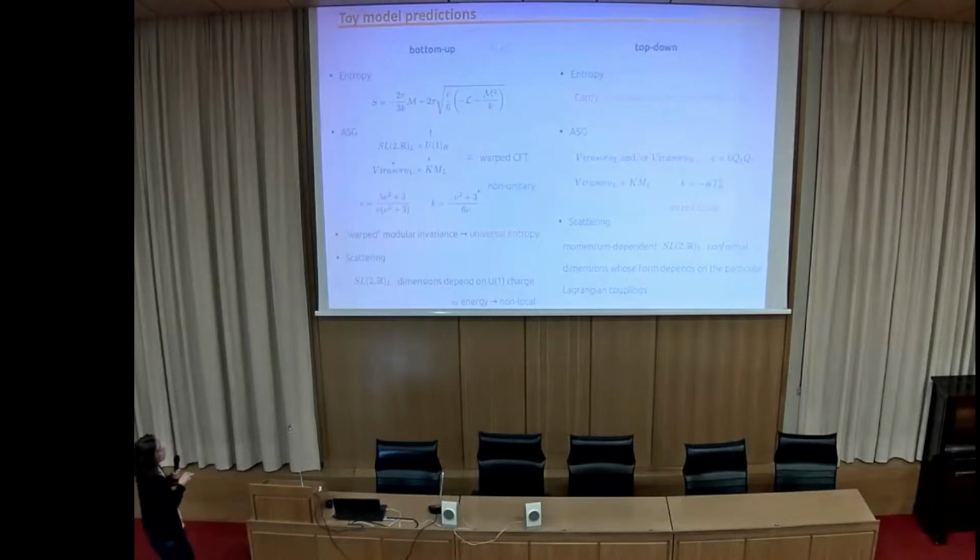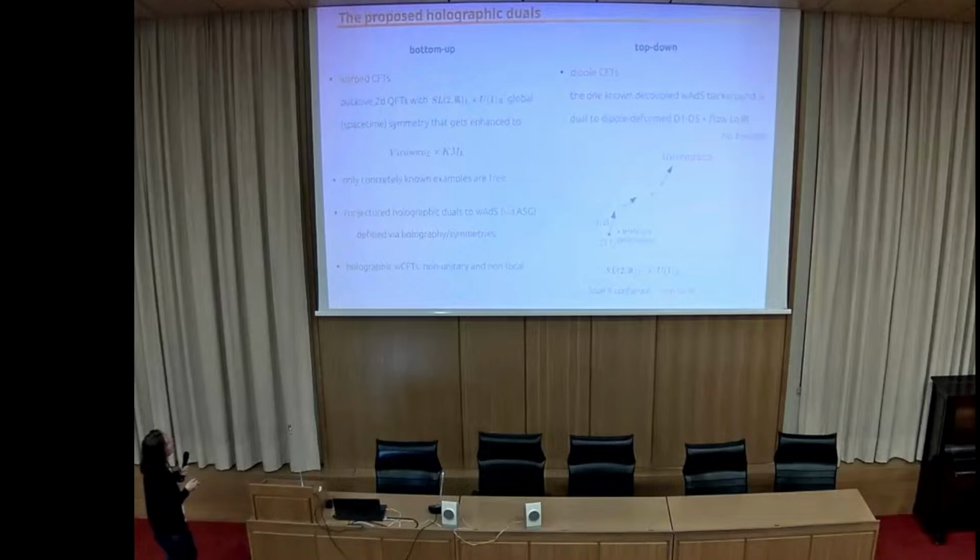The top-down models produce very different results. The entropy is Cardy, at least when no additional U1 charges are present. The asymptotic symmetry group, depending on what you do, you can get Virasoro left, you can get Virasoro right, you can get both, or if you do something else, you can get warped things. So it's really inconclusive, and this is the lack of knowledge of what boundary conditions to impose. So I think one cannot conclude anything. Scattering is again consistent with non-locality on the right.